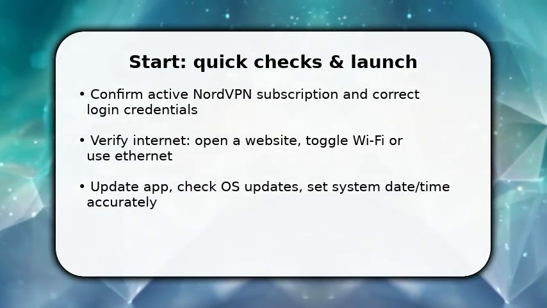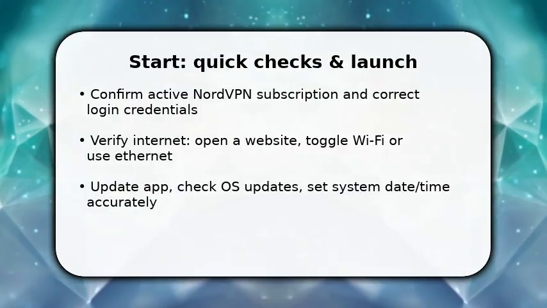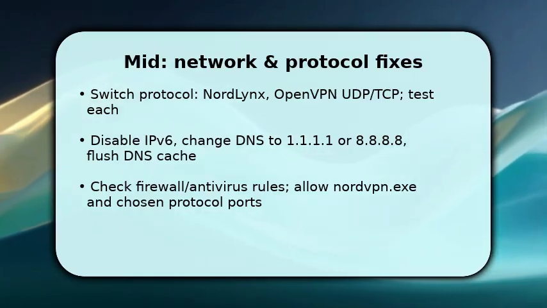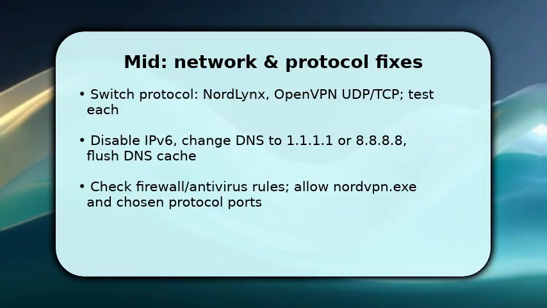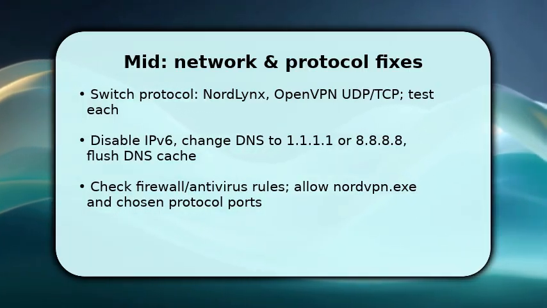Once basic checks pass, move into network-level troubleshooting because many failures are protocol or DNS related. You should change the VPN protocol, try Nord links first, then open VPN UDP and TCP to see which one connects. Different routes behave differently under ISP constraints.